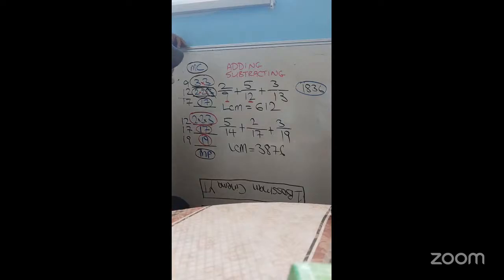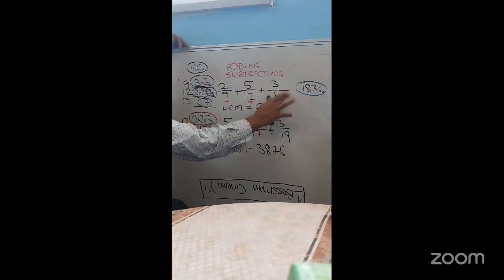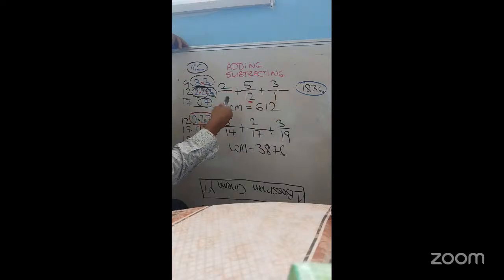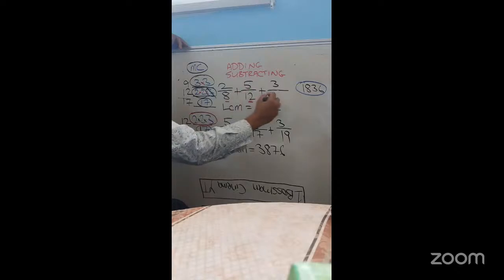Because sometimes they will pick numbers that are multiples of each other. Right? Sometimes they like to do that. So they like to say, okay, find the LCM of 8, 12, and 16. Right? So that's something that they can do. So let's say you had 8, 12, and 16.